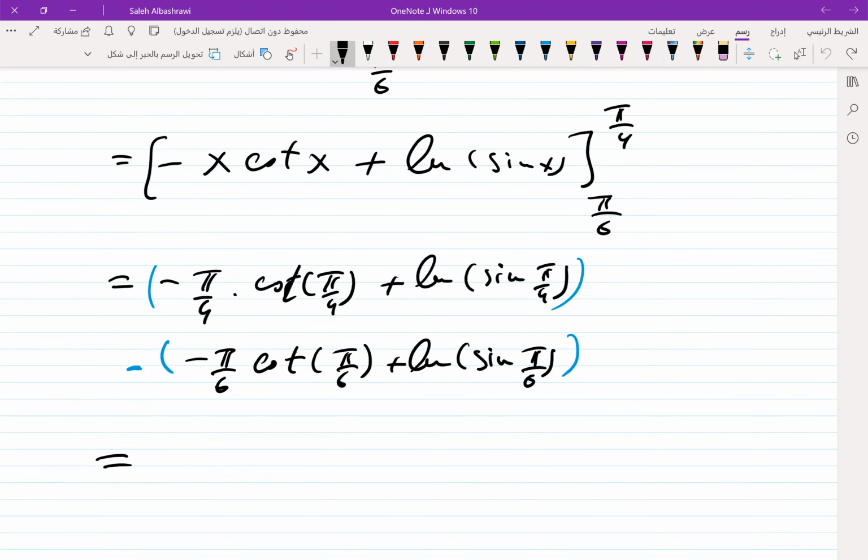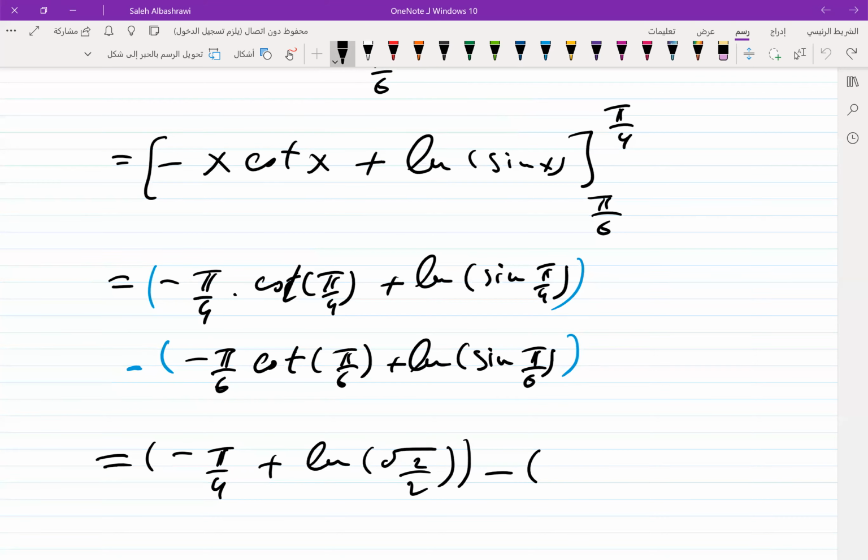Cotangent pi over 4 equals 1, plus ln sine pi over 4, which will be ln of square root 2 divided by 2, minus pi over 6 divided by cotangent pi over 6. That will be square root of 3.